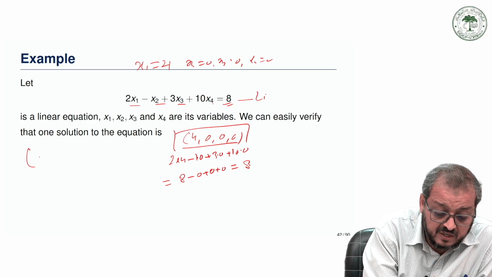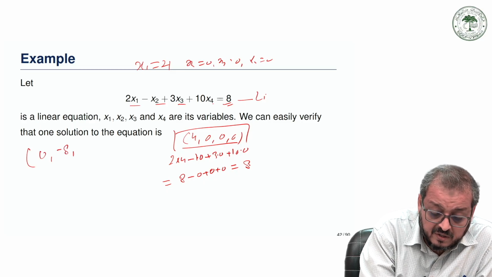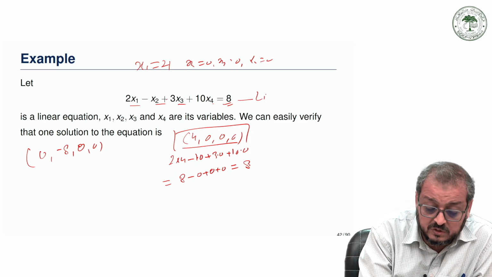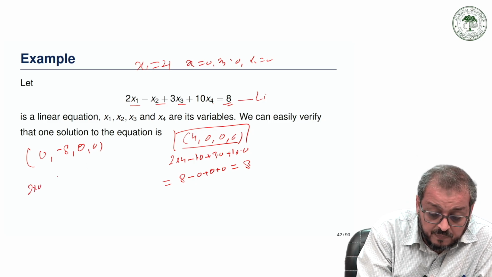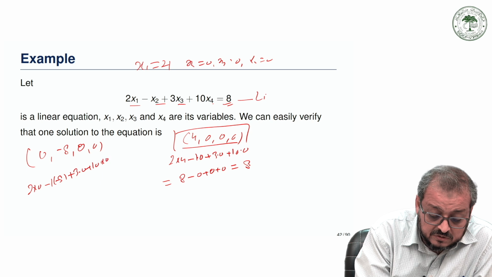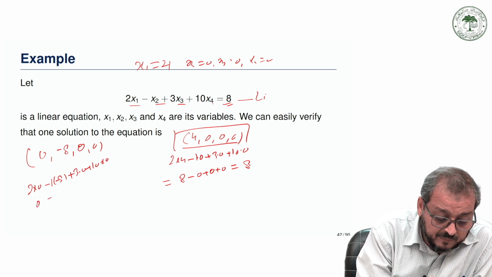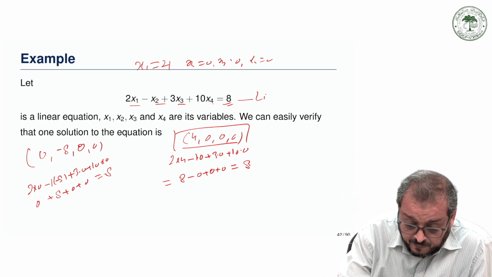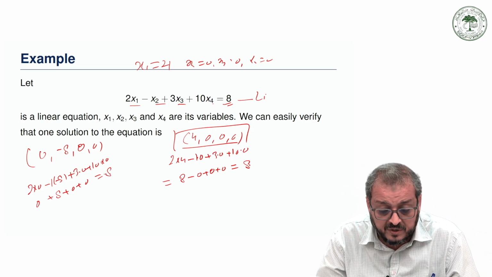Also, if we take 0, minus 8, 0 and 0, it is also another solution. Why? Because if we take 2 into 0, then we have minus 1 into minus 8 plus 3 into 0 plus 10 into 0. This is equal to 0 plus 8 plus 0, which is equal to 8. This means this also satisfies this equation, so it is a solution.